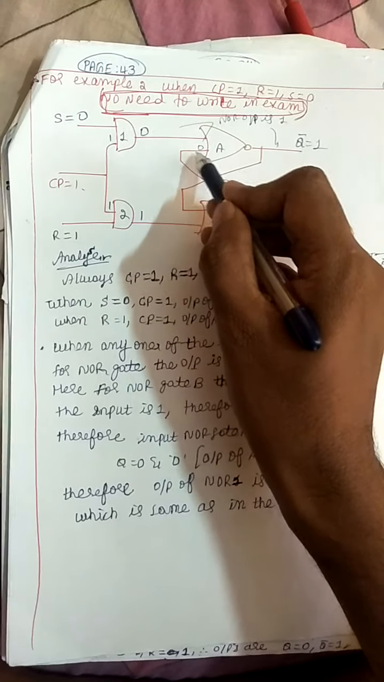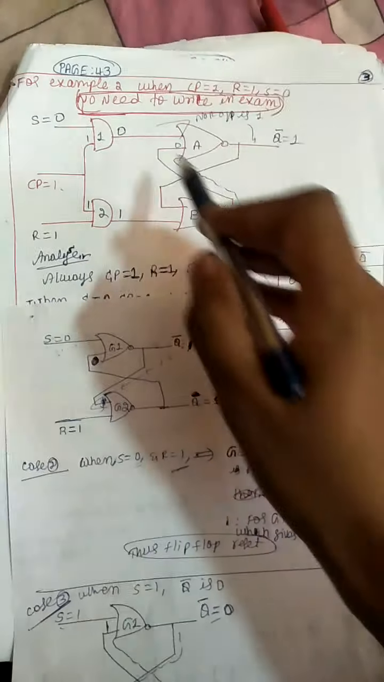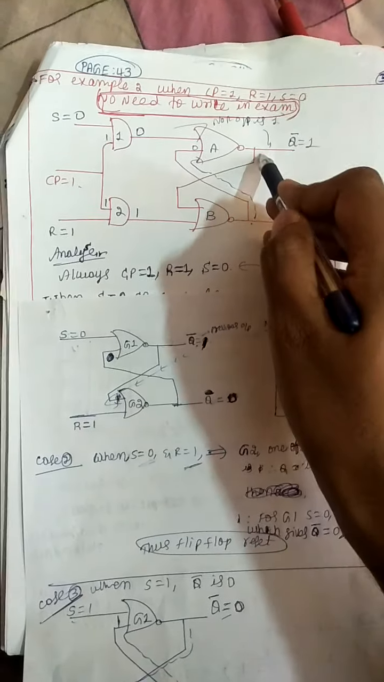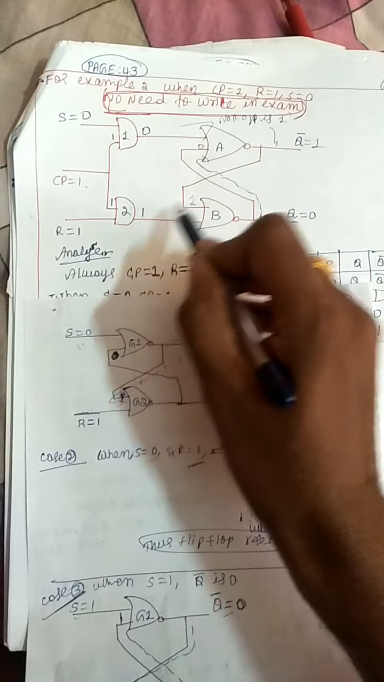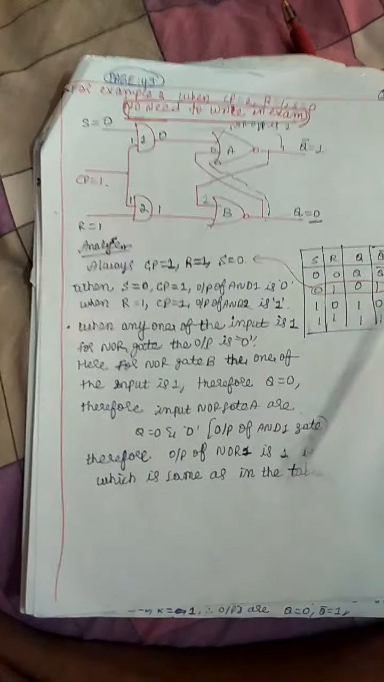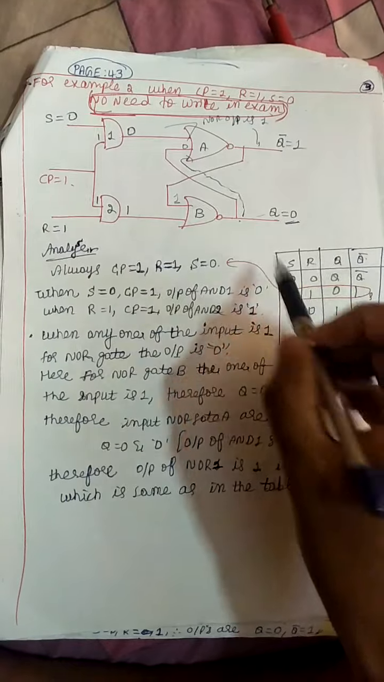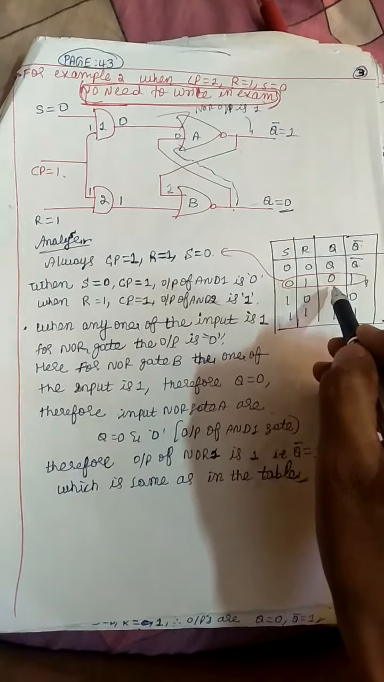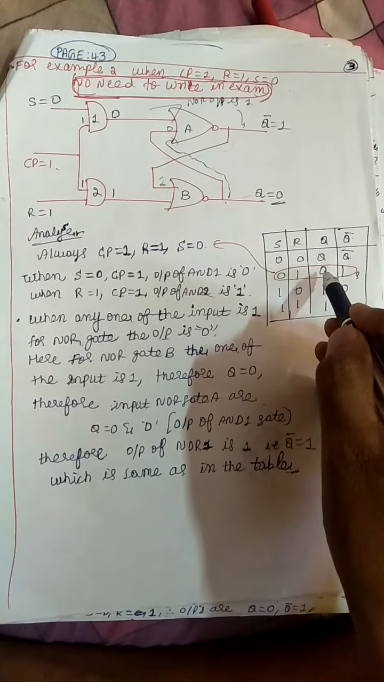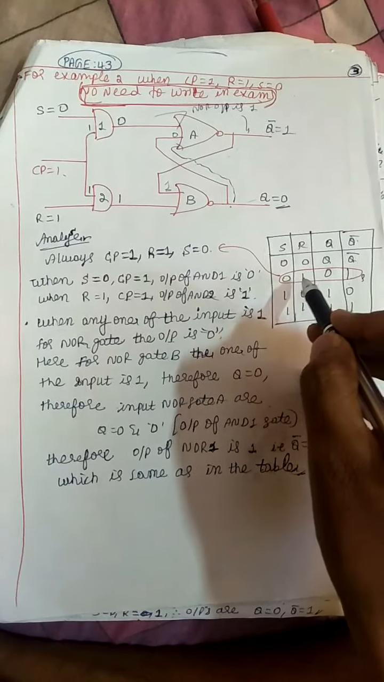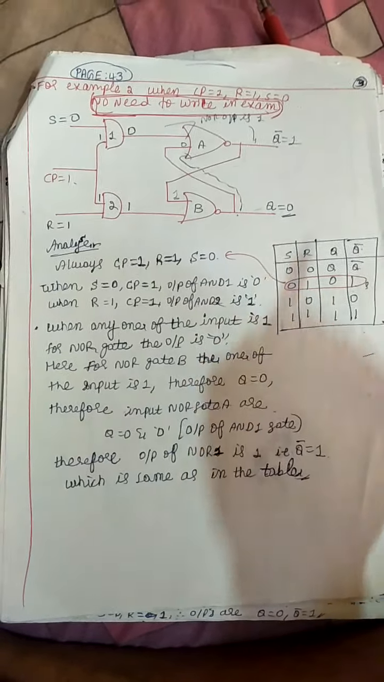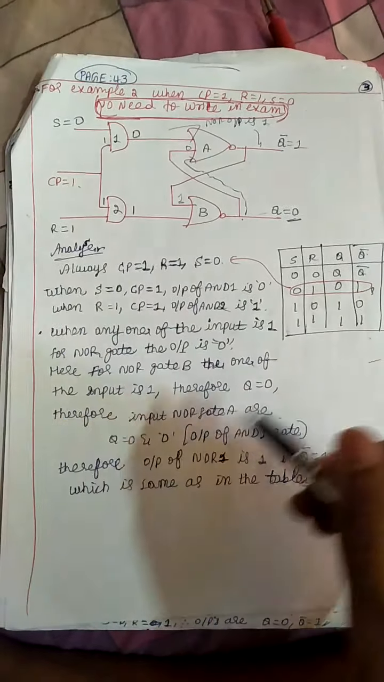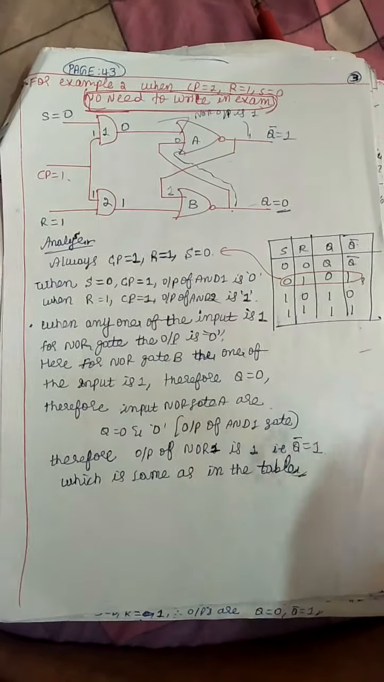This 0 will be carried out here, 0, 0. If both are 0, 0, then the output is 1. That 1 will be carried out here. Here 1 will appear. 1, 1: if both are 1, 1, then the output is 0. Right? So if S is equal to 0, R is equal to 1, then Q is equal to 0, Q bar is equal to 1. Q is equal to 0 means the reset condition is 1 here, therefore Q is equal to 0. Is it clear? I have explained here, you just go through that. Thank you.